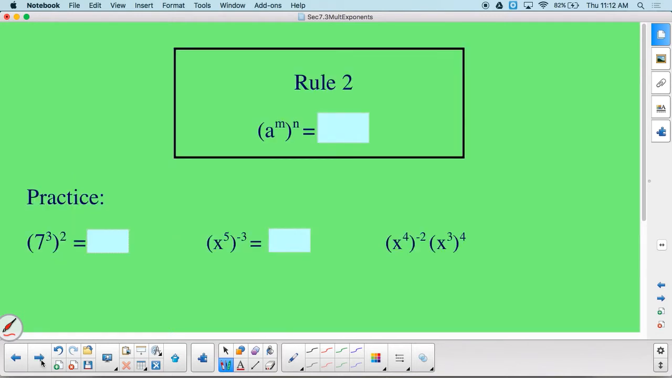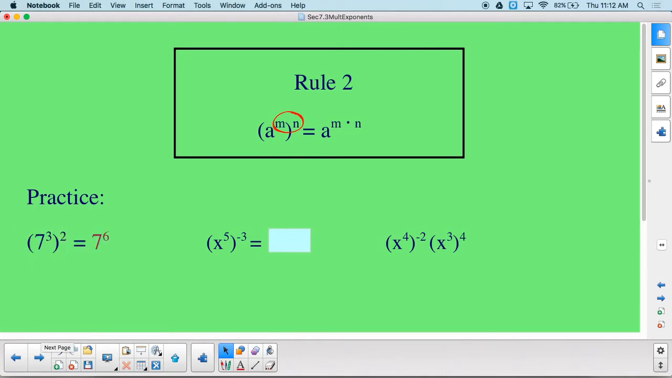What you hopefully notice is that when you have a power to a power, like this, we can multiply the exponents together. What that looks like specifically in examples, this is 7 to the 6th.